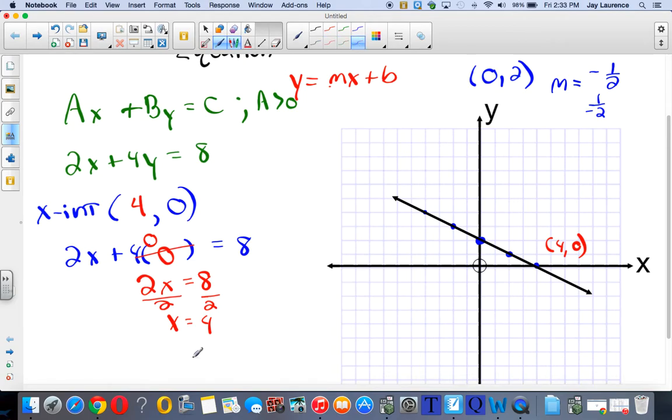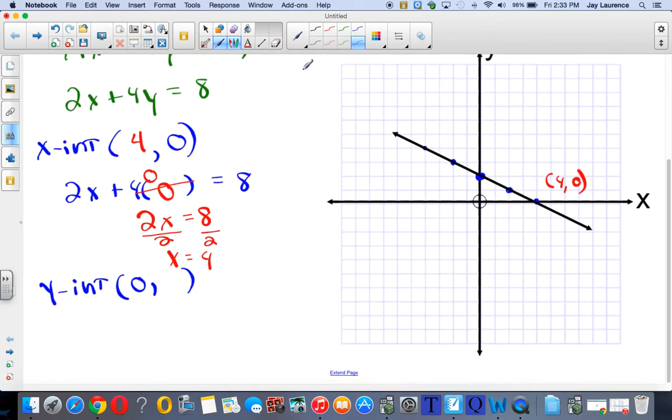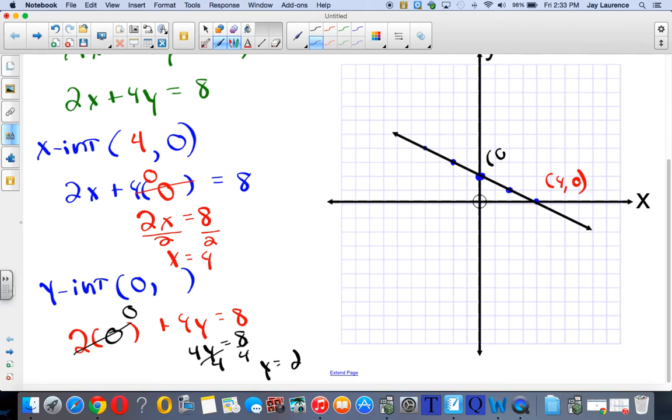I can also find the y-intercept pretty easily. The y-intercept is going to be (0, some number). So I'm going to plug 0 in for x to get the y-intercept. I'm going to go 2x plus 4y equals 8, and I'm going to put 0 in for x. 2 times 0 is 0. 0 plus 4y is 4y. 4y is going to equal 8. I'll divide by 4, and y is going to equal 2. Look at that, (0, 2) right there.